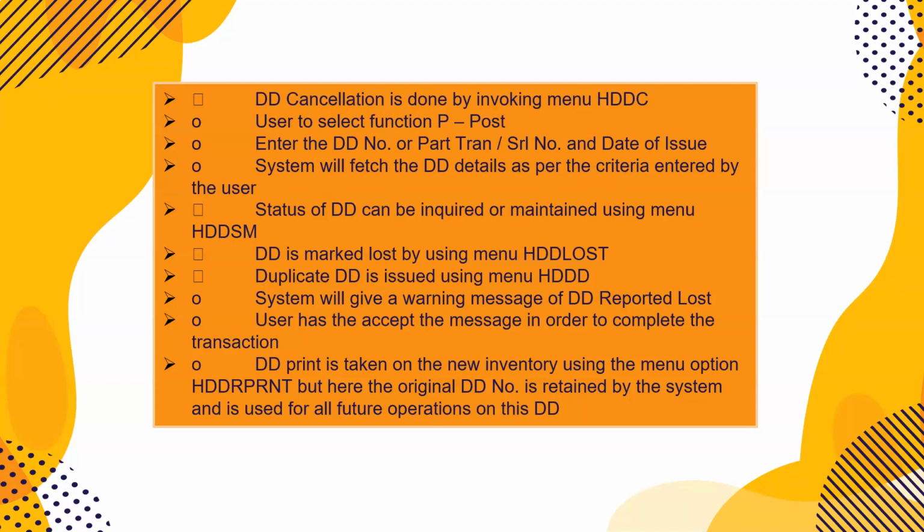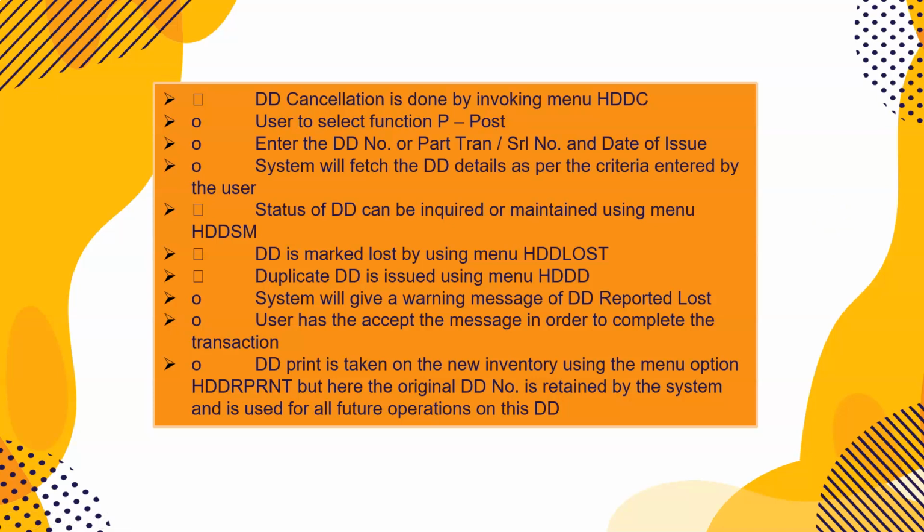Status of DD can be inquired by invoking menu option HDDSM. We can also inquire the status. Before we cancel, we ensure whether it has been paid or it still remains unpaid. If it is paid, we cannot cancel it. Remember this. The status of DD should be inquired before cancelling, to check whether it has not been paid by the drawee branch, right?